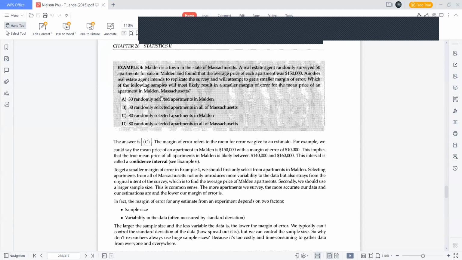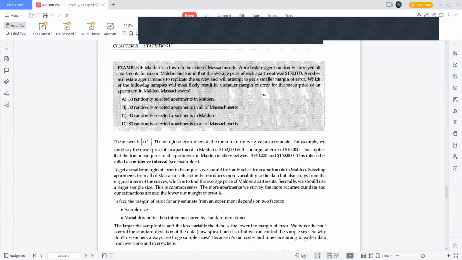Okay, so Malden is a town in the state of Massachusetts. A real estate agent randomly surveyed 50 apartments for sale in Malden and found that the average price of each apartment was 150K. Another real estate agent intends to replicate the survey and will attempt to get a smaller margin of error. Which of the following samples will most likely result in a smaller margin of error for the mean price of an apartment in Malden, Massachusetts? So 30 randomly selected apartments in Malden, 30 randomly selected apartments in all of Massachusetts, 80 randomly selected apartments in Malden, or 80 randomly selected apartments in all of Massachusetts.